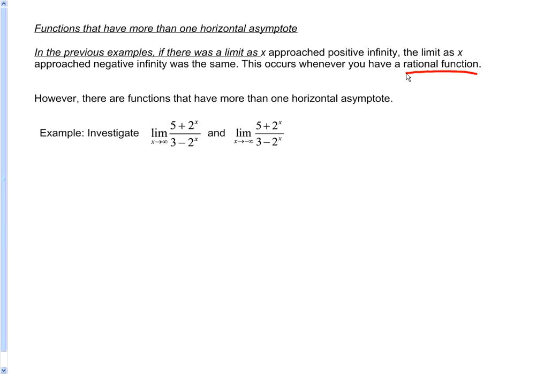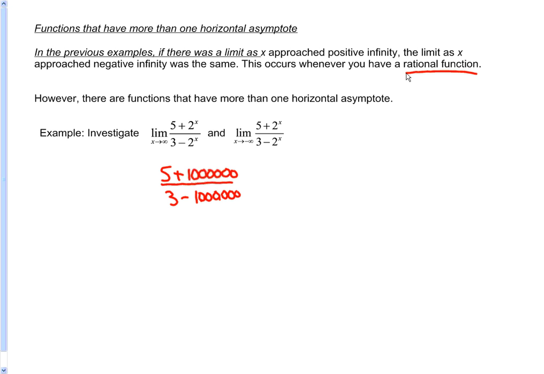Well, as x gets larger and larger and larger, 2 to the x is going to get larger and larger. So we're going to have something like 5 plus a very large number. Let's say it's 1,000,000. And then we're going to have 3 minus that very same large number. Let's just use the million as an example. Some value of x is going to make 2 to the x be 1,000,000.